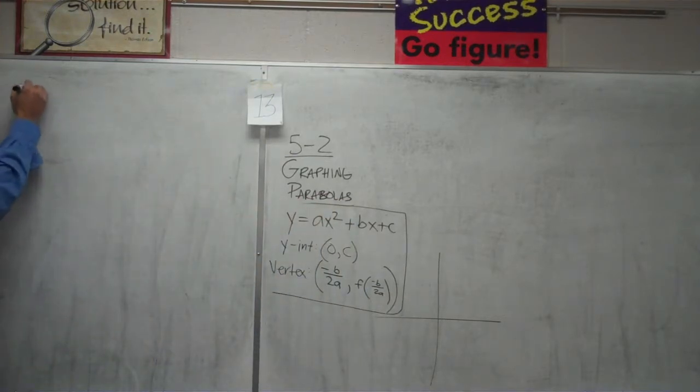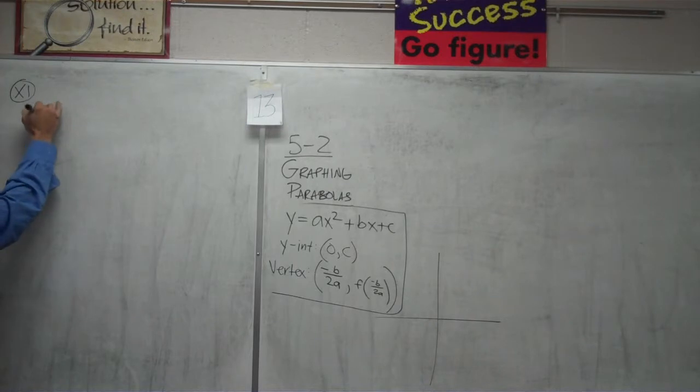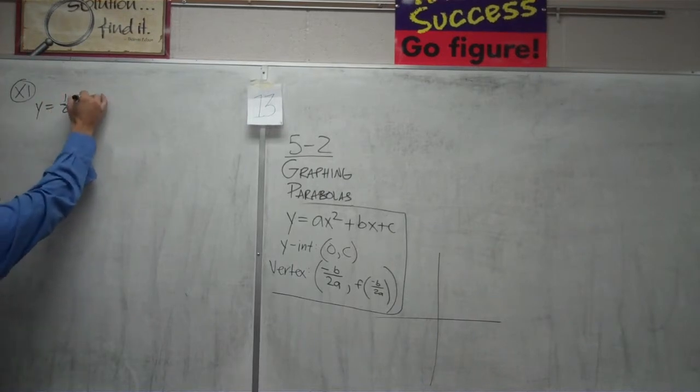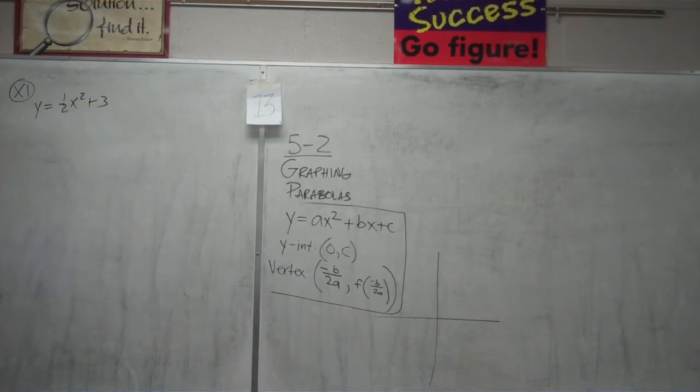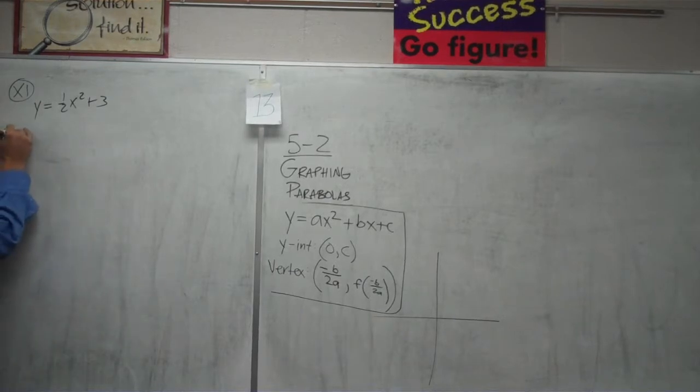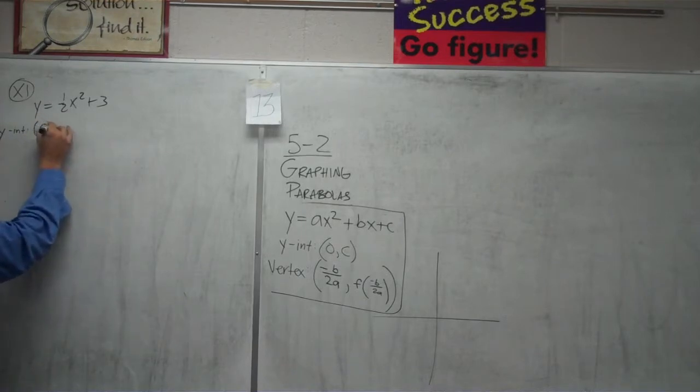Let me give you the first example. y equals 1/2 x squared plus 3. Now, this one is a little bit different because I don't have a b value, but I do have a constant, and my constant in this case is what number? 3. So that means my y-intercept is found at 0, 3.